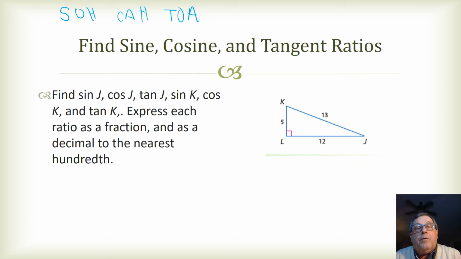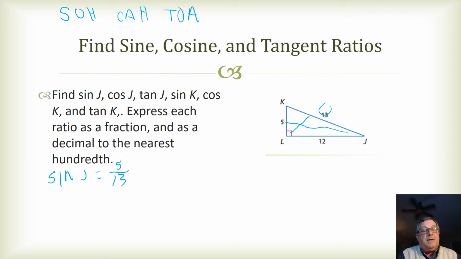So we got a right triangle here. Number one, let's locate the hypotenuse, which is directly across from the right angle. So our hypotenuse is 13. Now, we're looking first at the angle J, and we're going to find the sine, cosine, and tangent. Sine is opposite over hypotenuse, and so the side opposite angle J is 5. So the sine of J is simply 5 over 13, the hypotenuse.